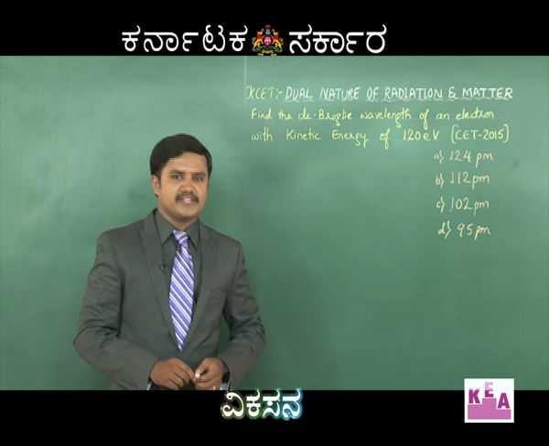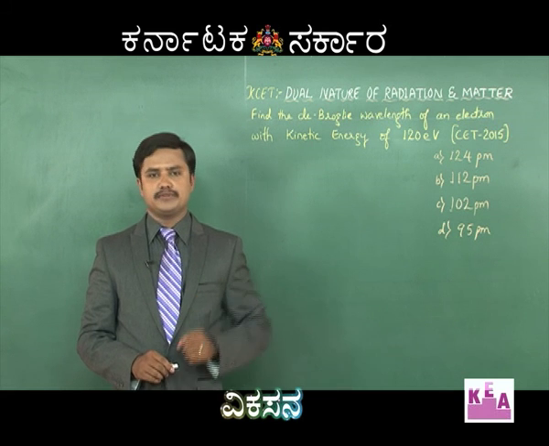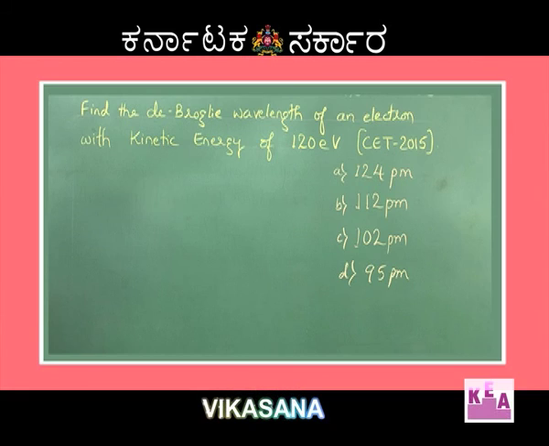Dear students, now let us take some of the problems from dual nature. This problem is taken from 2015 CET paper. Find the de Broglie wavelength of an electron with kinetic energy of 120 electron volt. The options are 124 picometer, 112 picometer, 102 picometer and 95 picometer.